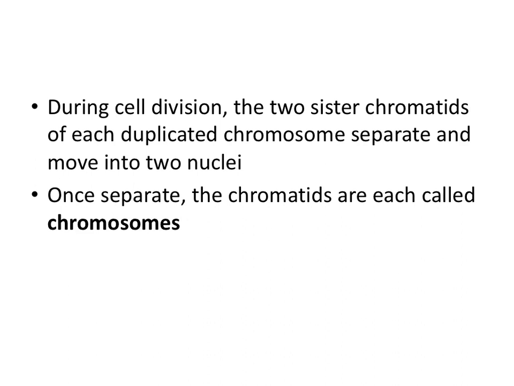Alright, so during cell division or mitosis, the two sister chromatids of each duplicated chromosome are going to separate and move into two separate nuclei. Once separated, the chromatids are now called chromosomes. Two chromosomes.